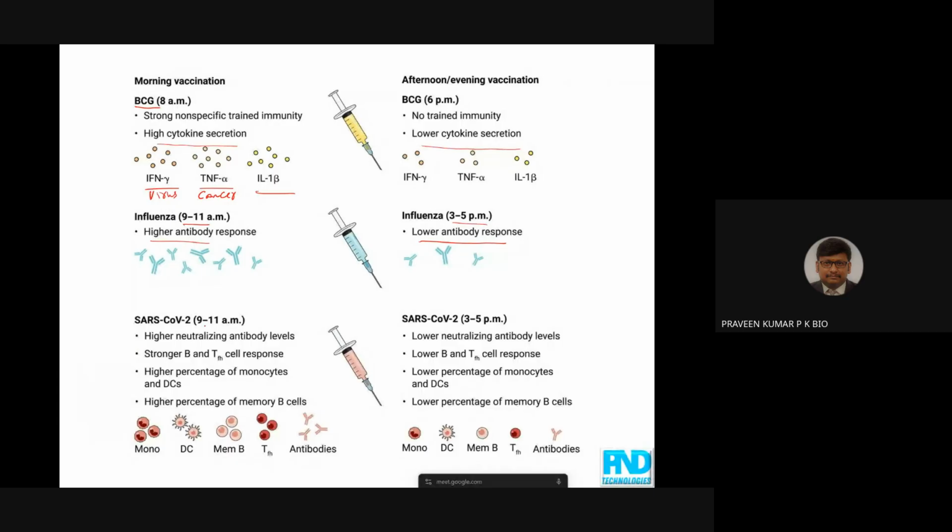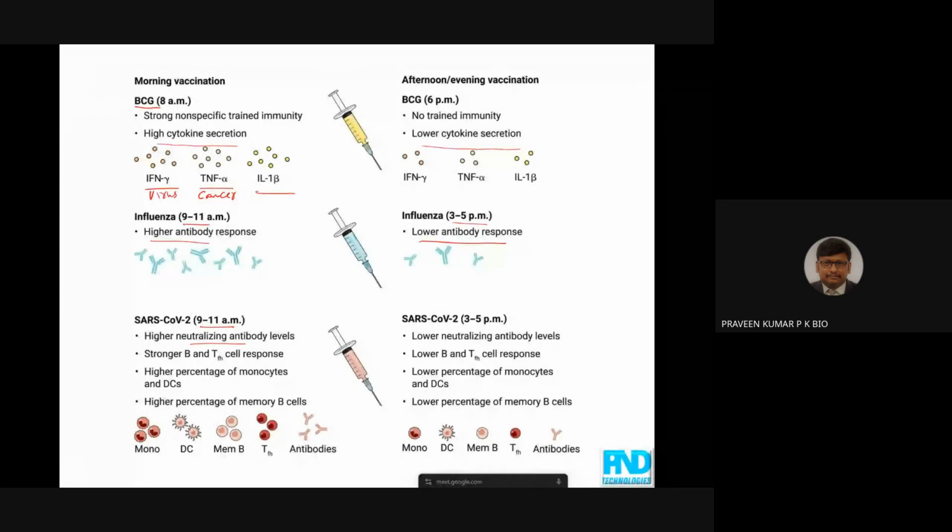Similarly for SARS-CoV-2, if we take it in the morning, 9 to 11 a.m., I don't know whether you realized all this, but this is the fact. We find higher neutralizing antibody, and in the evening we get an insignificant number of immune cells created, while a significant number of cells are created in the morning. Even if you get a fever after taking the vaccine, it means the vaccine is more effective, and you will get a more prolonged response for a few more days.